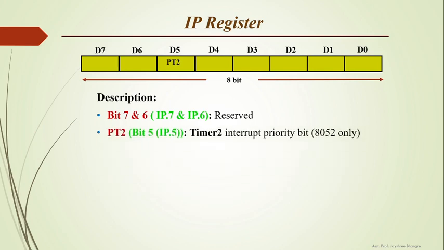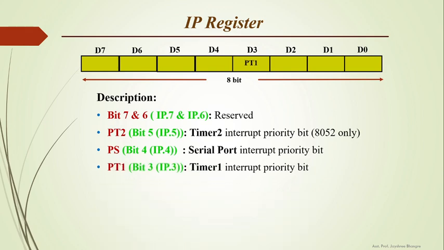So bits 7 and 6 are reserved. PT2, which is the 5th bit of this IP register, is used to assign the priority for timer 2. Then bit 4 of the IP register is used for serial port interrupt priority. Then bit 3, that is PT1, is the timer 1 interrupt priority bit.